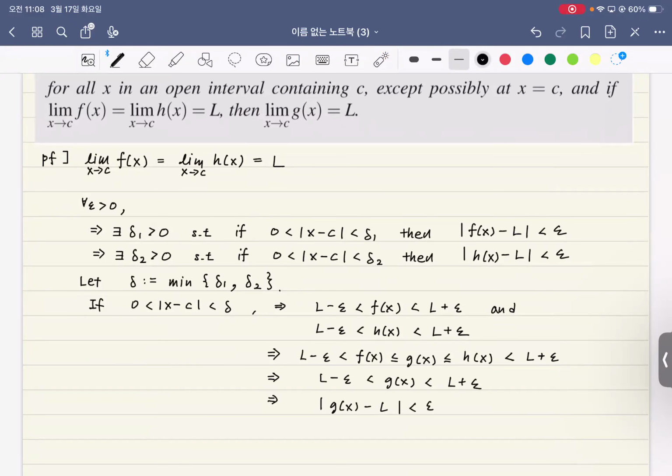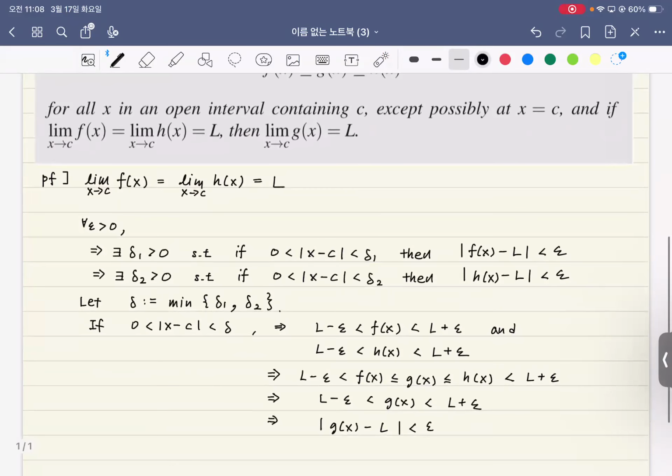So for any epsilon, we could find a delta. If x differs from c by less than delta, then the function value g of x and L differ by less than epsilon. So in other words, g of x is tending to L as x is tending to c. Okay. Good.